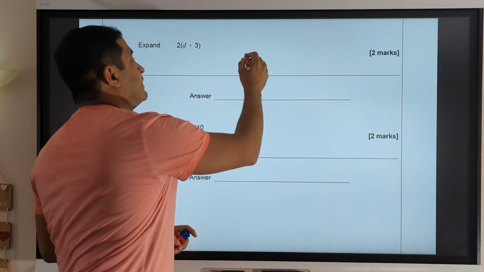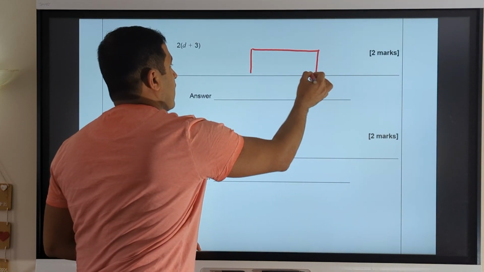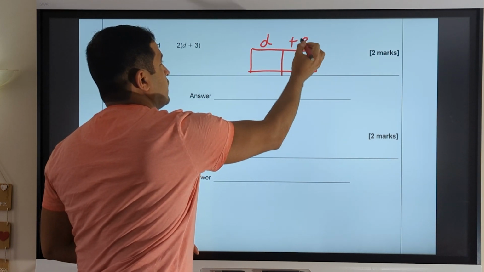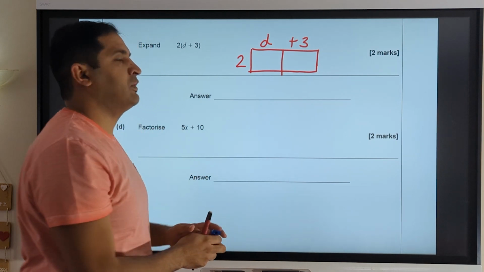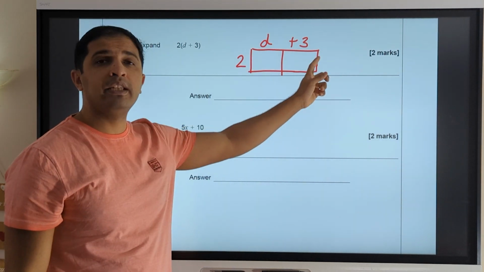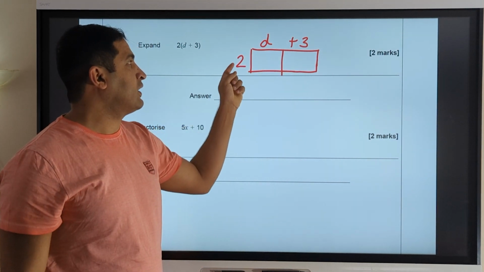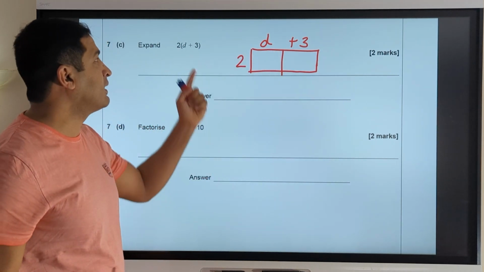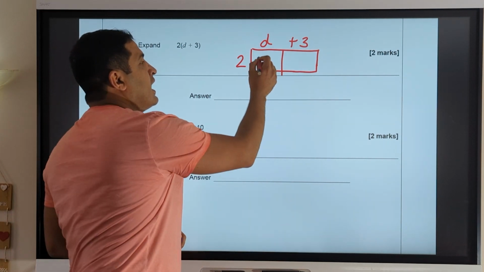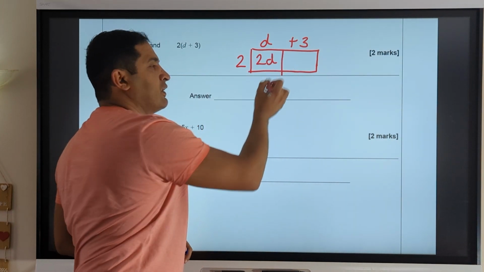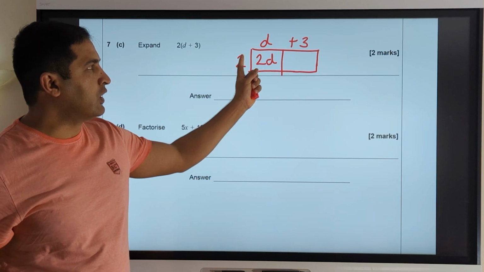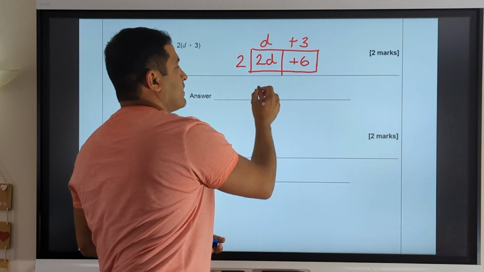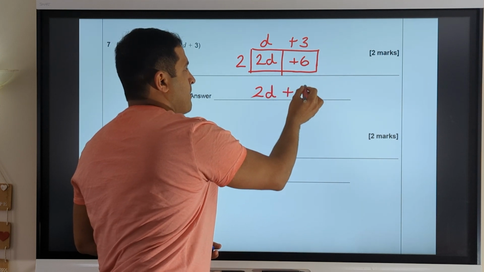Expand the brackets. We can use the grid method where you've got d plus 3 on the one side and 2 on the other side. So we're trying to find the area of these rectangles in a way. So that's the height 2 and the length d. We're going to have to do 2 times d. Again, we don't write the multiplication sign, so that gives you 2d. And then you're doing 2 times positive 3 gives you positive 6. So that's our answer, 2d plus 6.